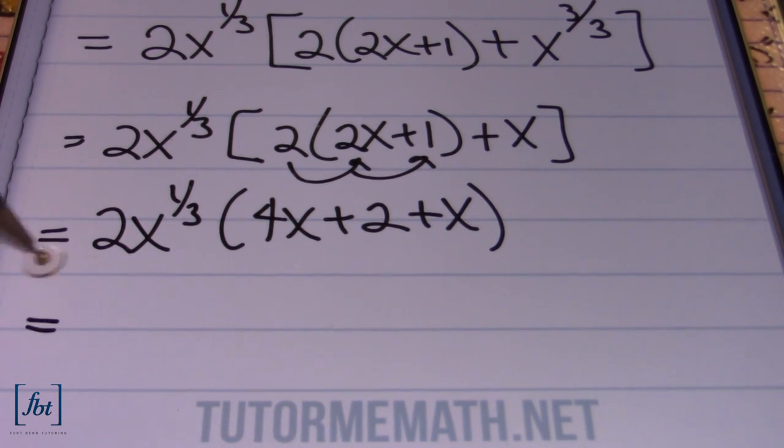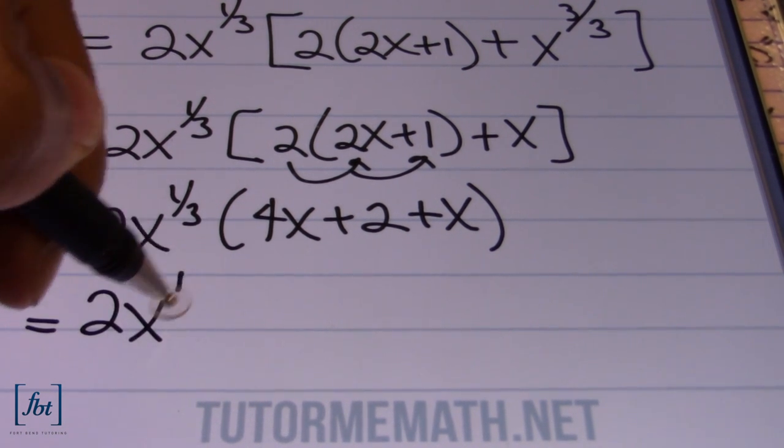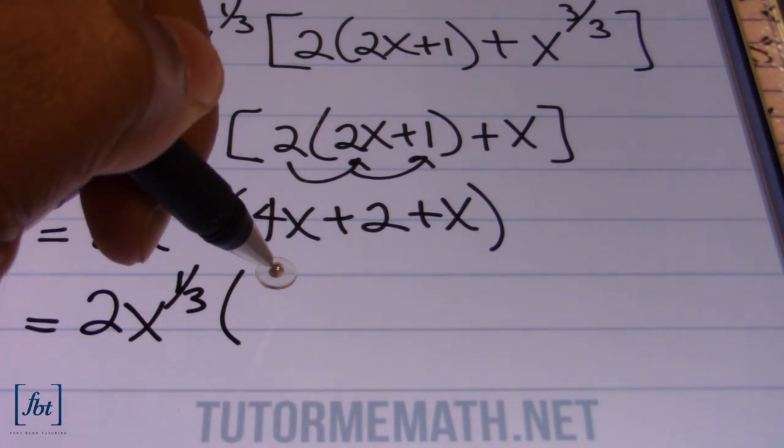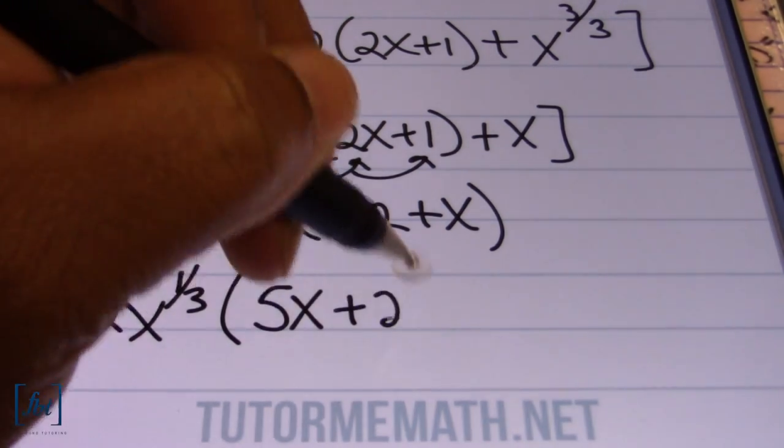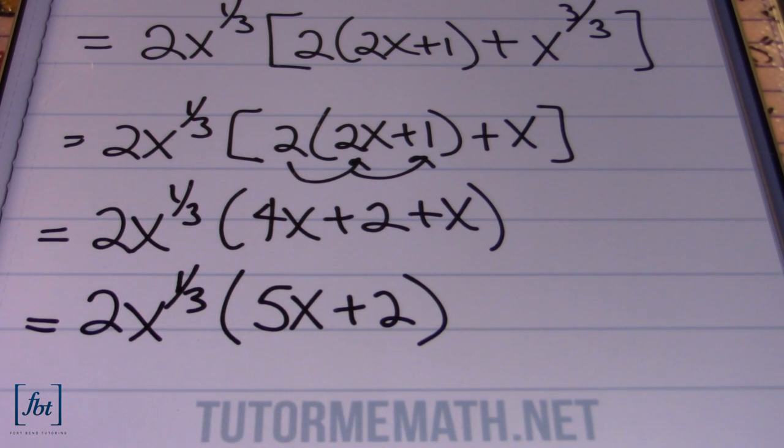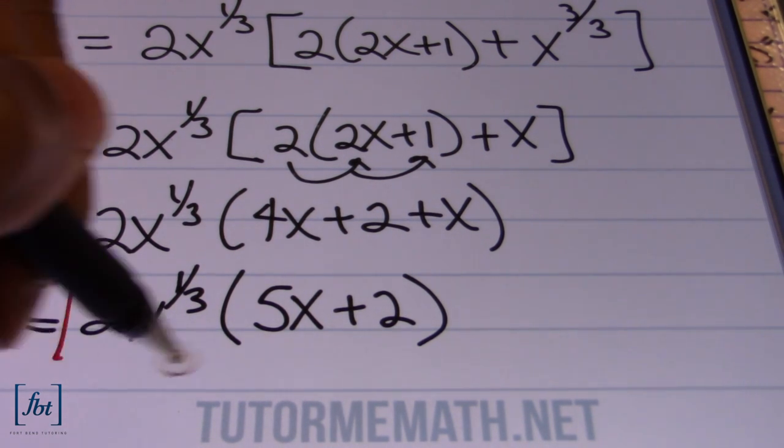We're going to combine our like terms within the parentheses. We'll have 2x to the 1/3 power times 5x plus 2. And this is your answer. Red box it. Oh, yeah.